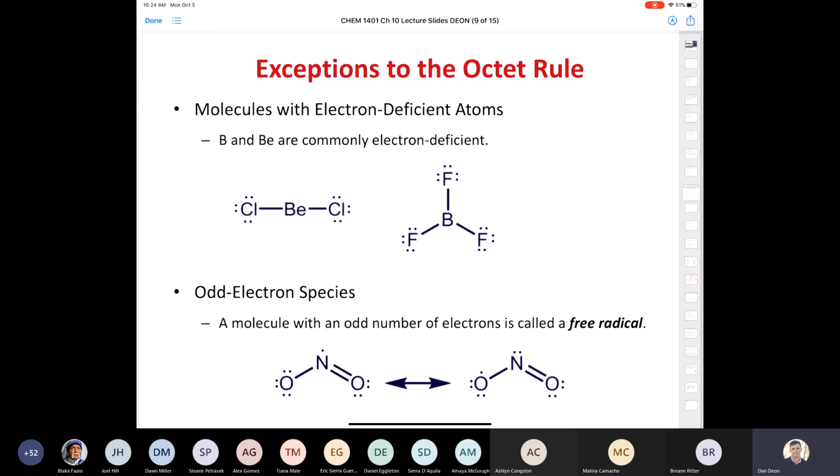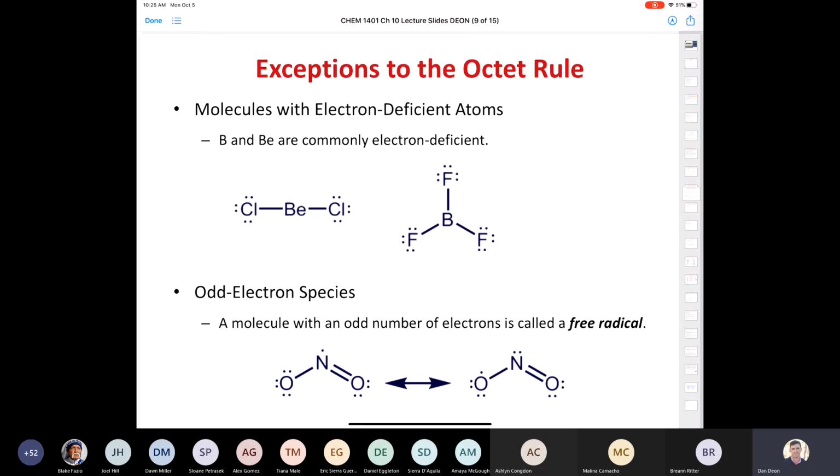So let's take a look at some exceptions to the octet rule. We've already looked at one of them a few times: the expanded octet, when we have a central atom that comes in the third period or below, so third, fourth, fifth, and so on and so forth.